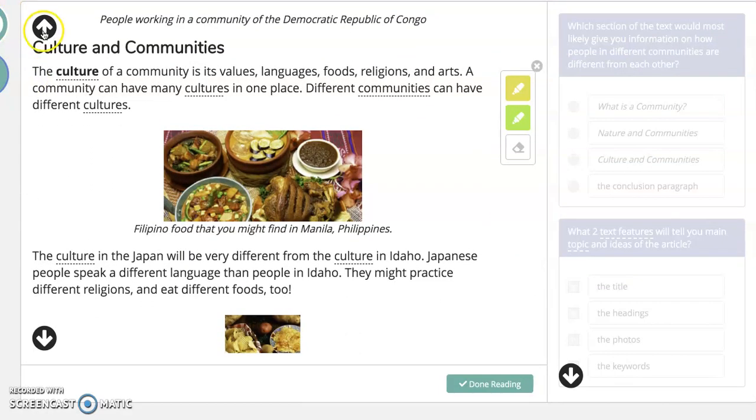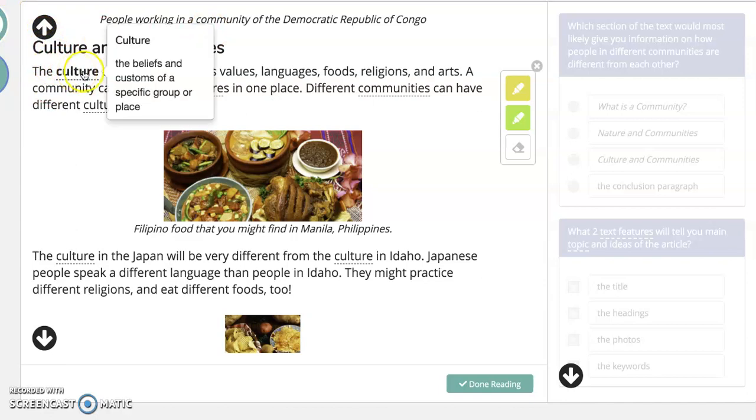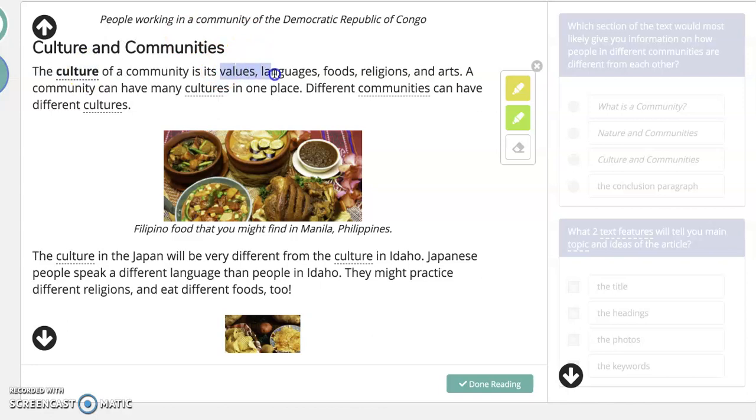All right, next one, culture and communities. The culture of a community is the beliefs, what you believe in, the values, languages, foods, religions, and art. A community can have many cultures in one place. It doesn't have to mean that only one culture exists within that one community. It can be multiple cultures, and that's usually the case. Different communities can have different cultures.